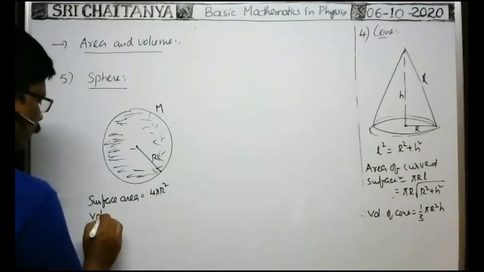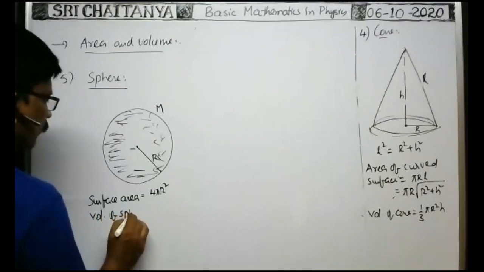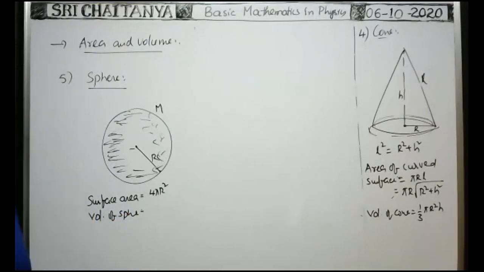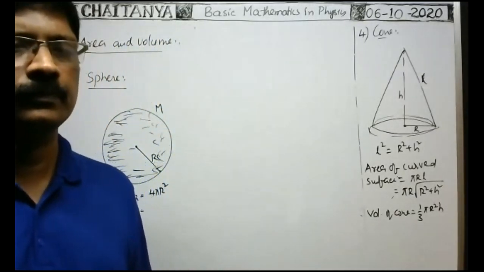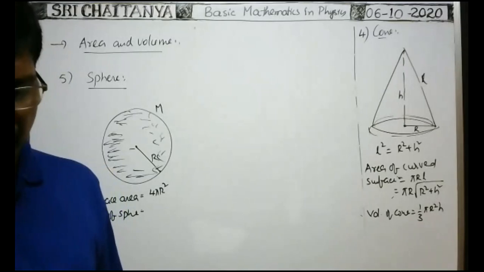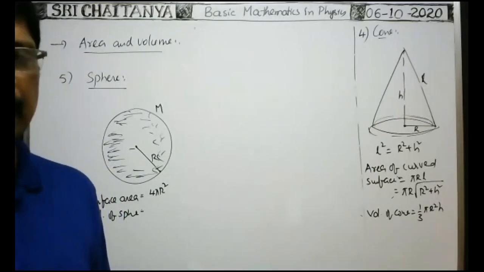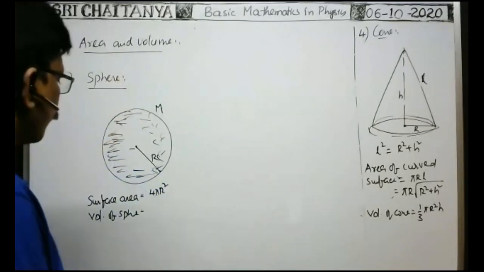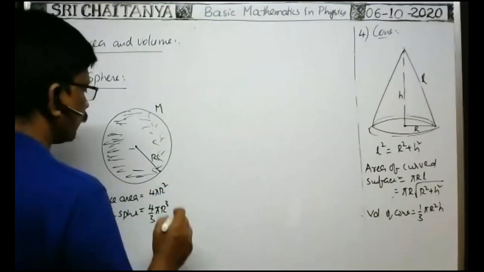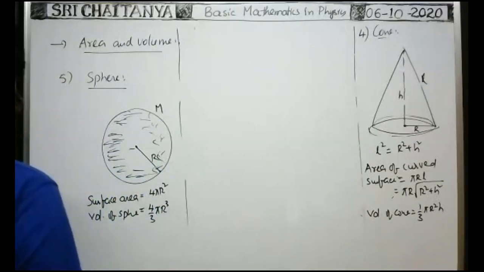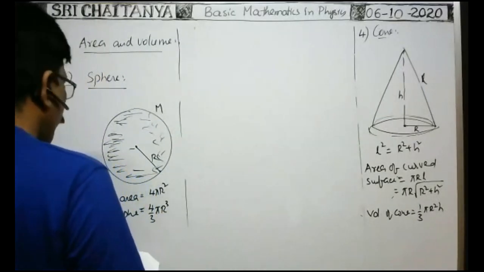Volume of the sphere. What is the volume of the sphere? It is 4/3 pi R cube. Volume of the sphere is equal to 4/3 pi R cube. It is the volume of the sphere. Okay.